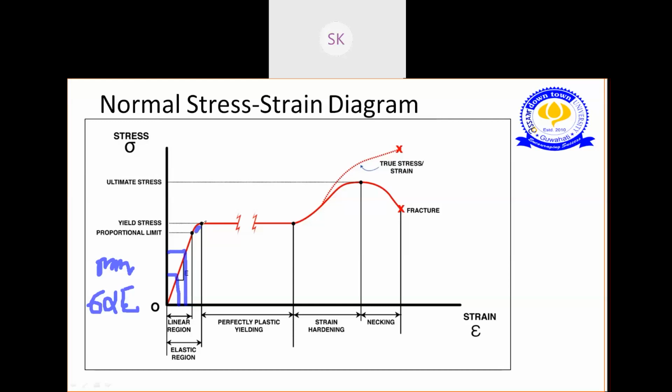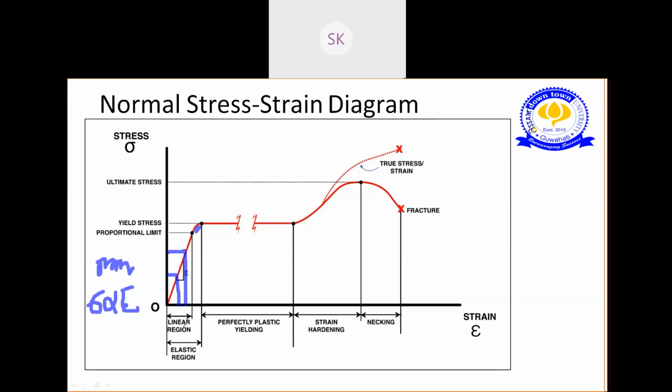The point from here is the yield stress. Yield stress means from this point your structure will start getting deformations. After this point, if you give a stress, it will get elongated and won't come back to its original position. This is the stress when your deformation starts. That's why it is called yield stress. So this region is your elastic region. In the elastic region itself we have two parts.